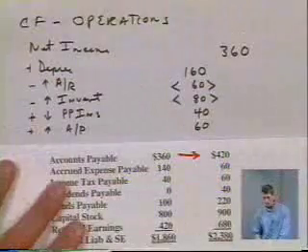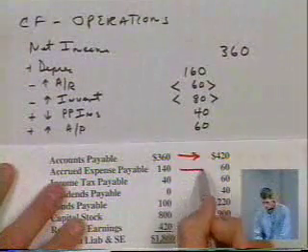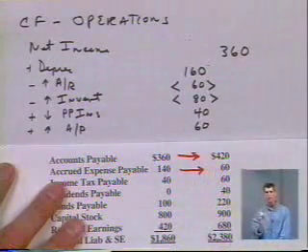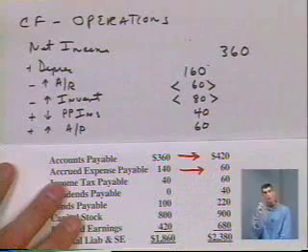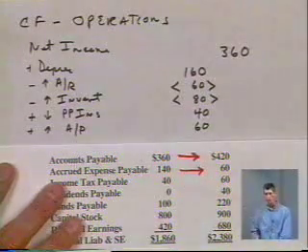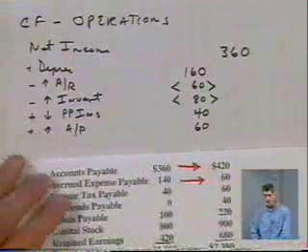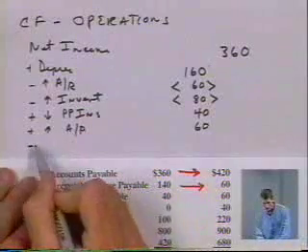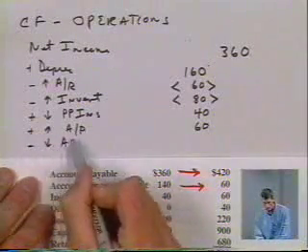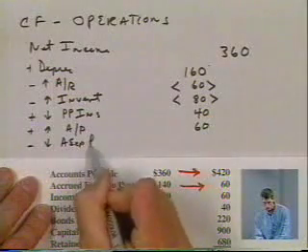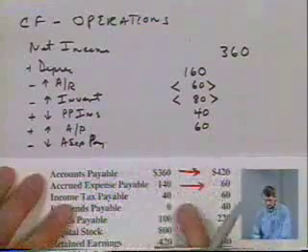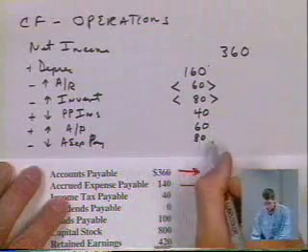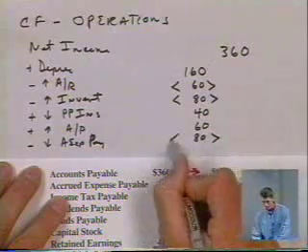Accrued expenses payable goes from 140 down to 60. There's a decrease. Now, why is there a decrease in this liability? And the answer is because we paid it off. We no longer owe the money. Hence, that is as if there is a cash outflow. So this decrease will subtract out the decrease in accrued expenses payable. And that decrease is 80. And we're subtracting it out, hence we'll bracket that amount.